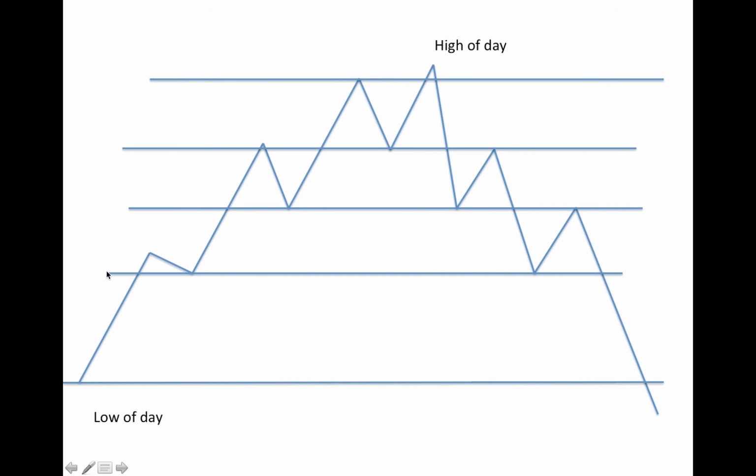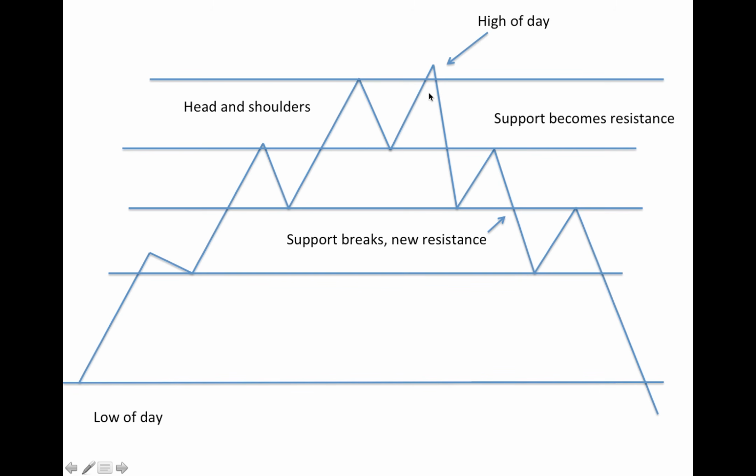Now, as you can see, we've got the low of day right here and the high of day, and in between that, we've got the support, which is the low of day, then the support of the first wave, the second wave, also resistance, and as you can see, as we trend down on the backside, we respect those lines and we move within the previous waves. Now, as you can see, we've got the high of day and the high of day, so we've got a break, but it couldn't make it, all right?